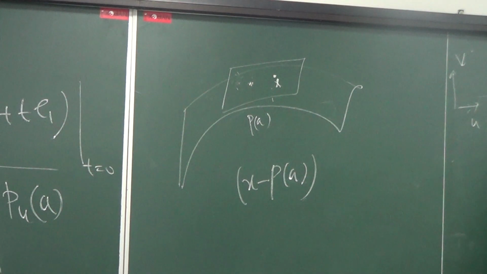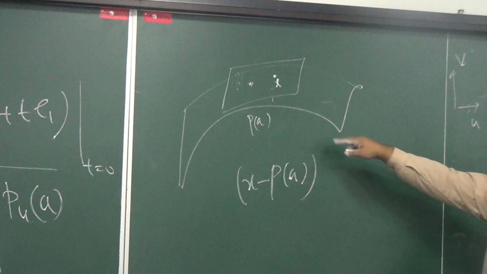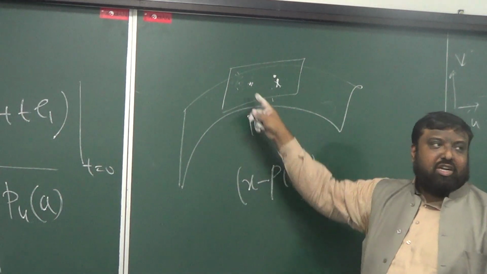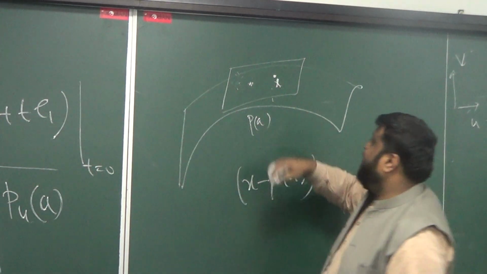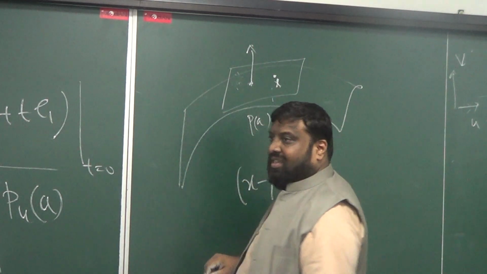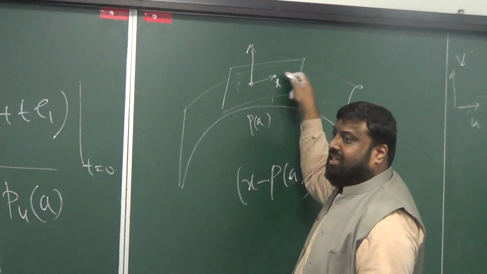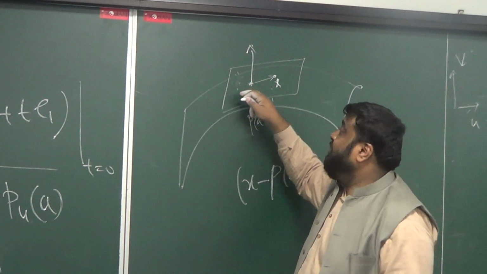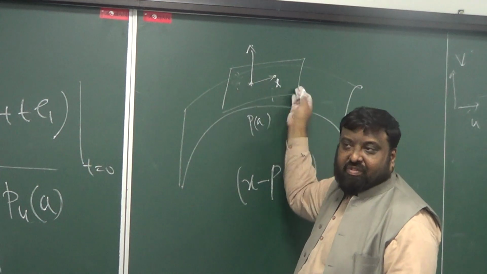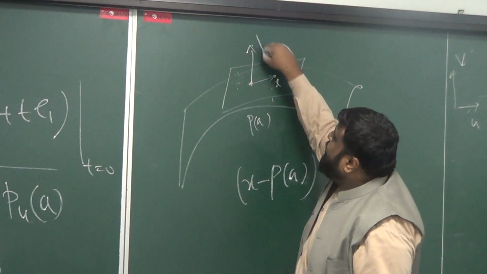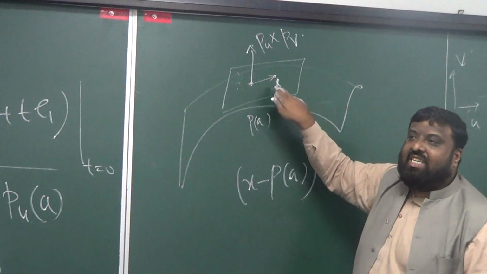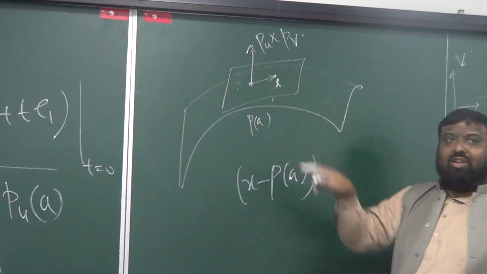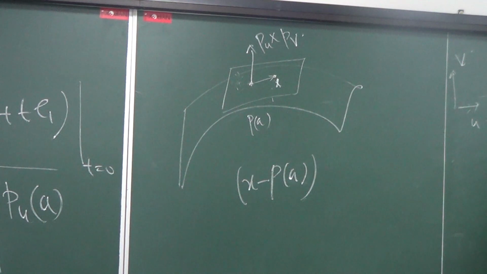What should be the relationship of x minus PA with PU and PV, or the cross product of PU and PV? So it must be orthogonal. So the PU cross PV is going to be an orthogonal vector. So I have a vector here that really passes through both points. And I will just represent the difference of x and P of A, and I have this PU cross PV. So if this x is really lying on the tangent plane, then these two vectors must be orthogonal. These two vectors must be orthogonal.